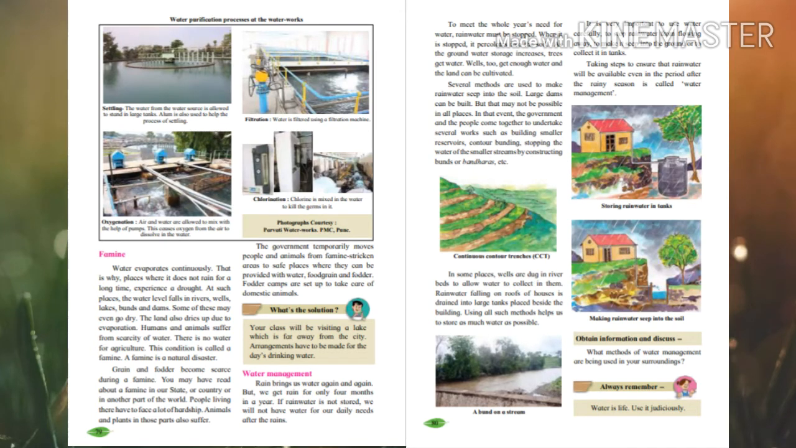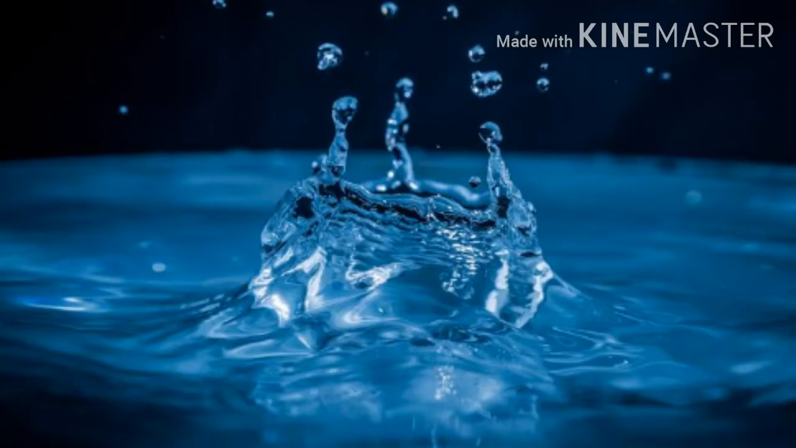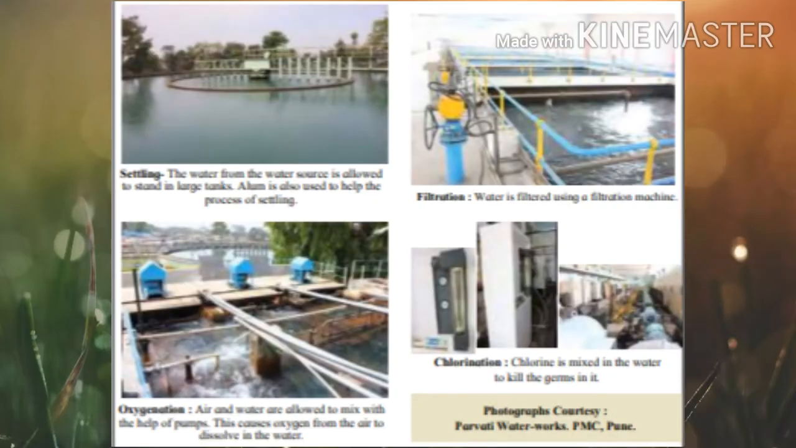There we have studied about pollution of water and purification of water. Now today we are going to study about water purification processes at the waterworks. We'll see how water is purified at waterworks in four steps. They are settling, filtration, oxygenation and chlorination. We'll see one by one.